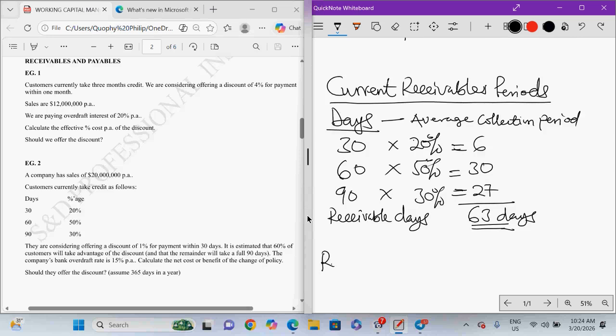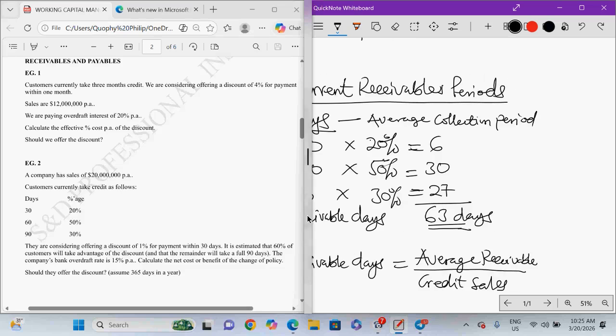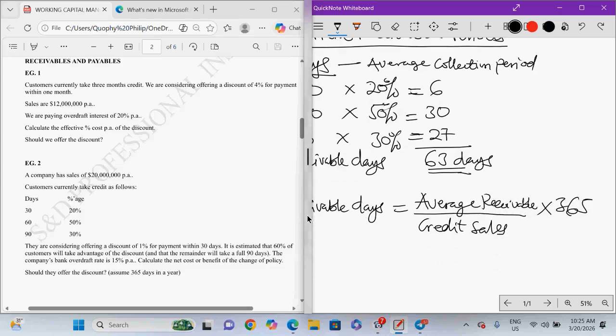So what is the formula for the receivable days? From the formulas we looked at from the beginning, we say receivable days is equal to what? The average receivables over credit sales, times what? Here they give us the number of days from the question. Is it 365? Yes, please. So 365. Now we want average receivables.